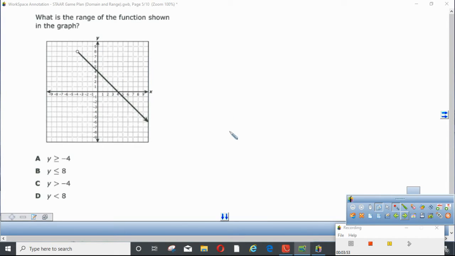So first off, we find our keyword. Keyword is range. We're going to highlight the key axis. Range is the Y, so I know my answer must come from the Y-axis.